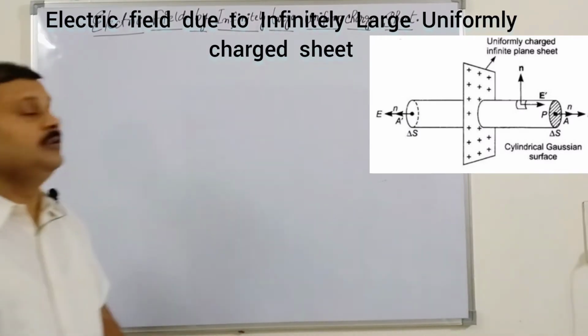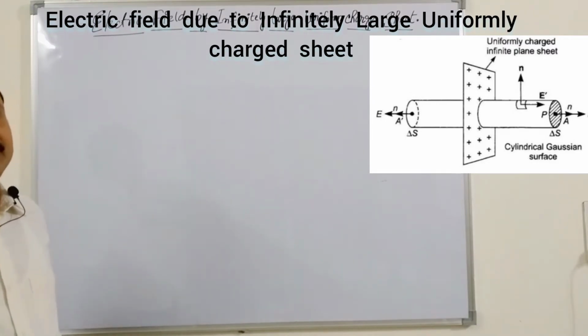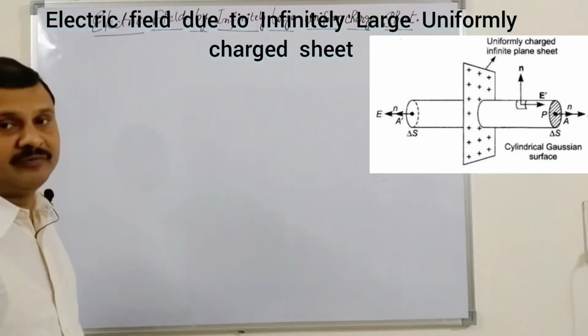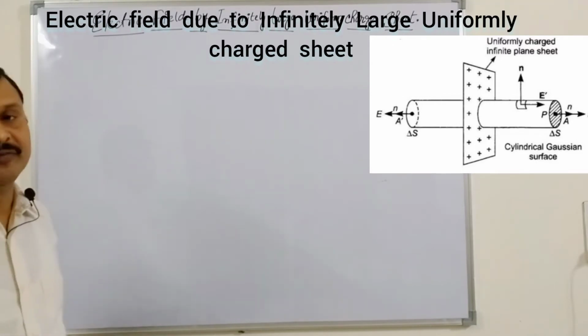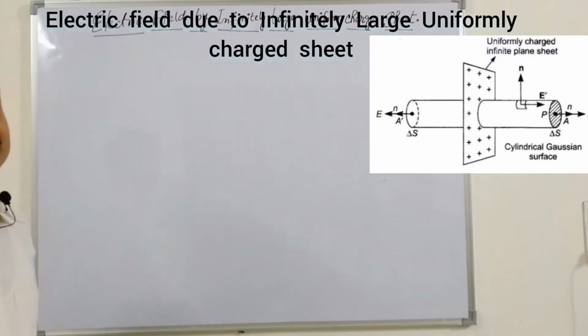So students, today we will discuss again the application of Gauss law. Earlier we have seen the infinitely long wire which has uniformly distributed charge, and now we will discuss the uniformly charged, very thin, long sheet. In that case, what will happen?